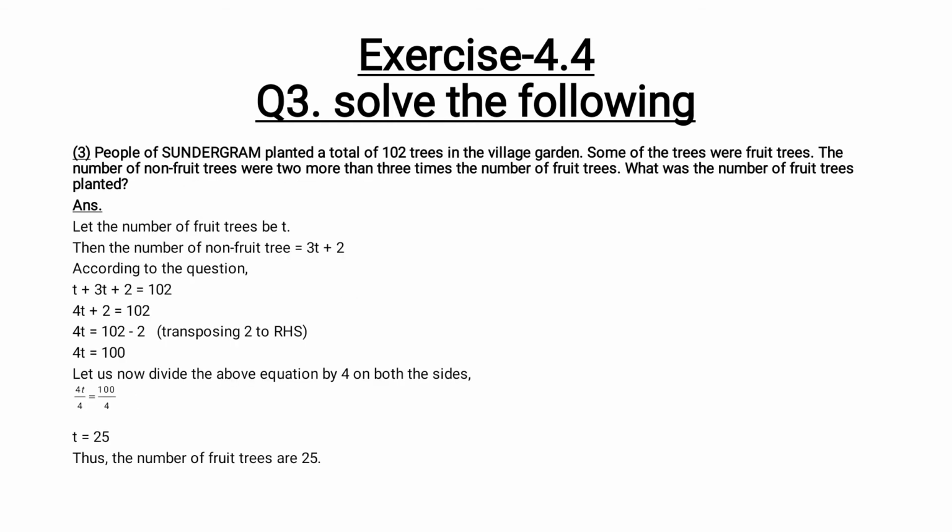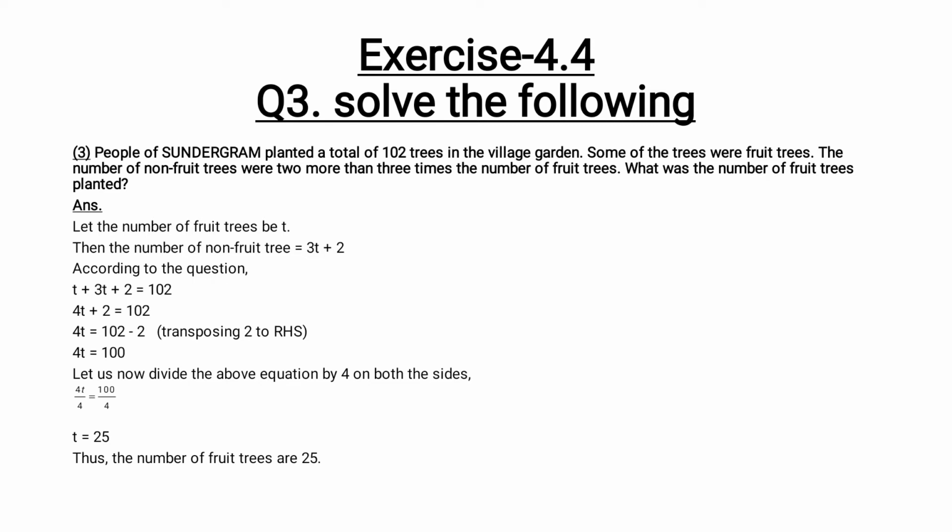Question 3. People of Sundargram planted a total of 102 trees in the village garden. Some of the trees were fruit trees. The number of non-fruit trees were 2 more than 3 times the number of fruit trees. What was the number of fruit trees planted? Here let the number of fruit trees be t. Thus the number of non-fruit trees will be equal to 3t plus 2.